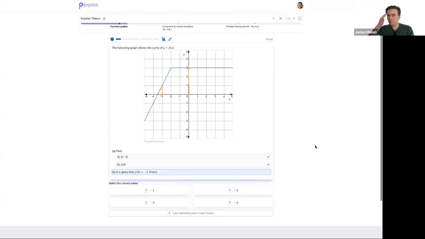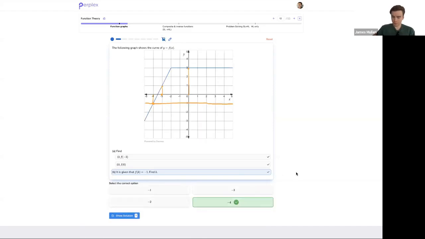Now, B is a little bit harder because we're working backwards, but essentially, I know that f of k is equal to minus 1. So the output of the function is minus 1, and the output is the y-coordinate. So essentially, I have a horizontal line at minus 1, and I'm looking to see where it intercepts the function. And that's going to be at negative 4, at the x-coordinate of negative 4. So let's put that in.